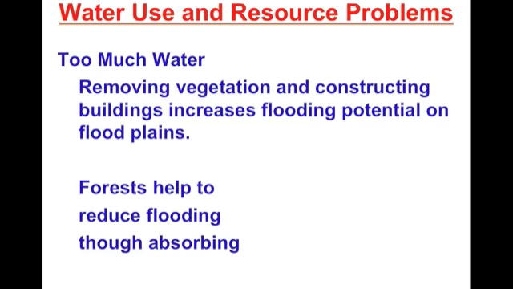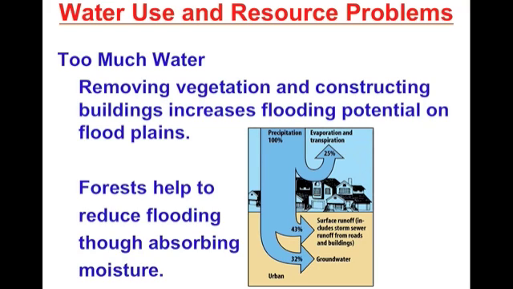So forests help to reduce flooding through absorbing moisture. As you should know, having vegetation in an area increases the amount of water that area can hold. That's because these plants soak up water. If there's no vegetation in an area, obviously there will be less ability for plants to soak up that water, and in response to that, it will be more susceptible to flooding.